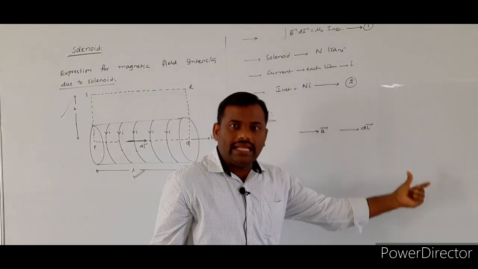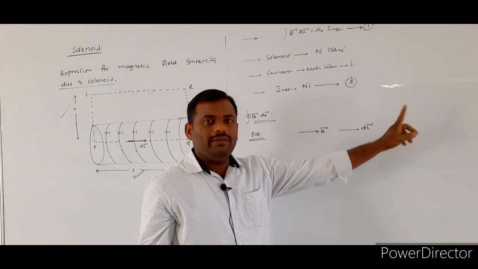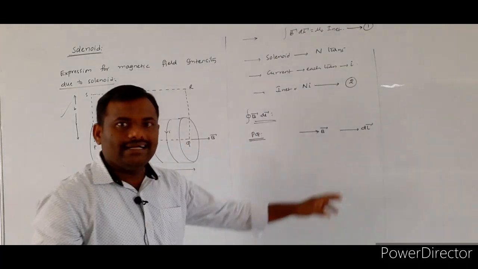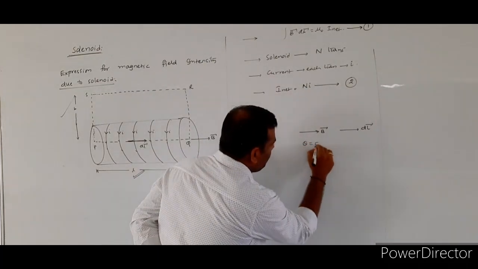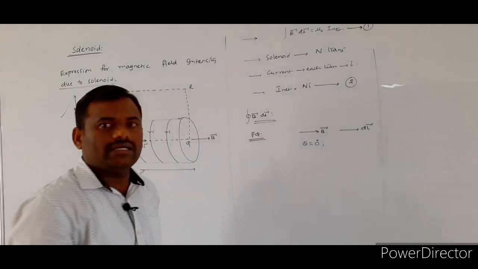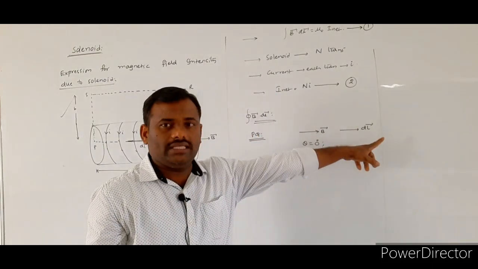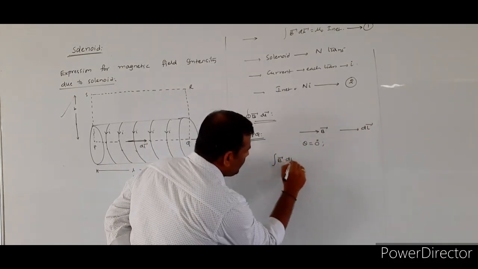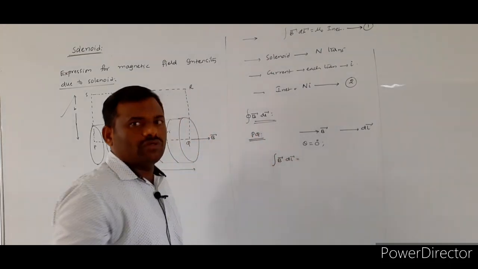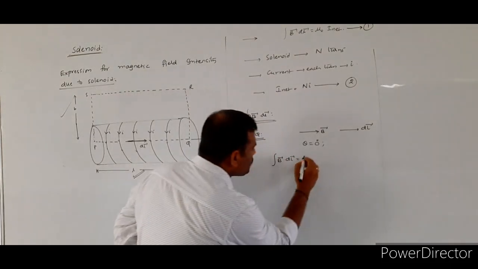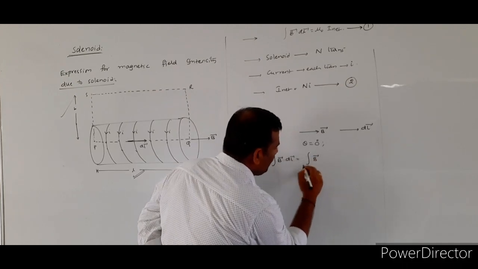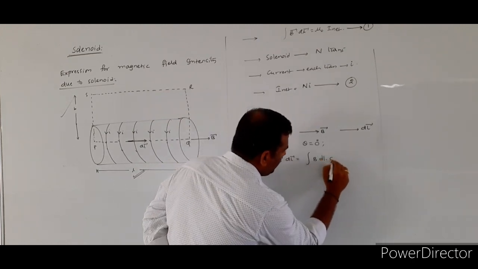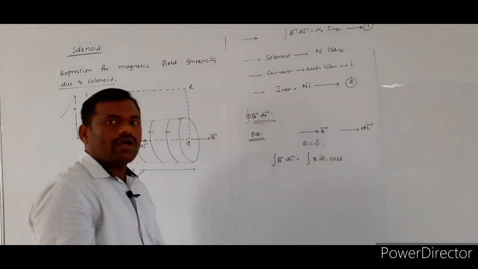So, for the PQ portion, B bar comma dL bar will be acting along the same direction, which means the angle between B bar and dL bar is equal to 0. Now, I will calculate the line integral of B bar dot dL bar for the PQ portion only. The line integral of B bar dot dL bar is equal to B dL cos 0.